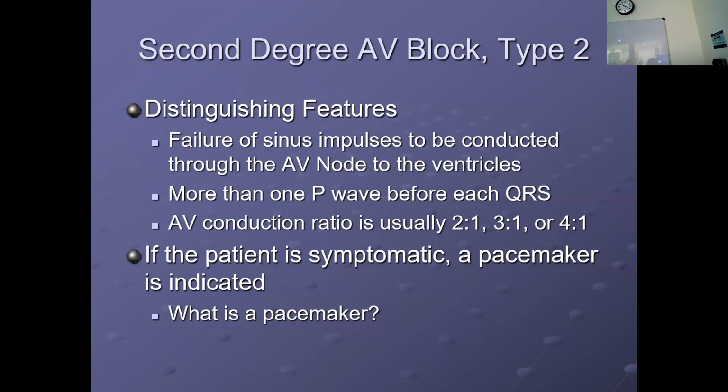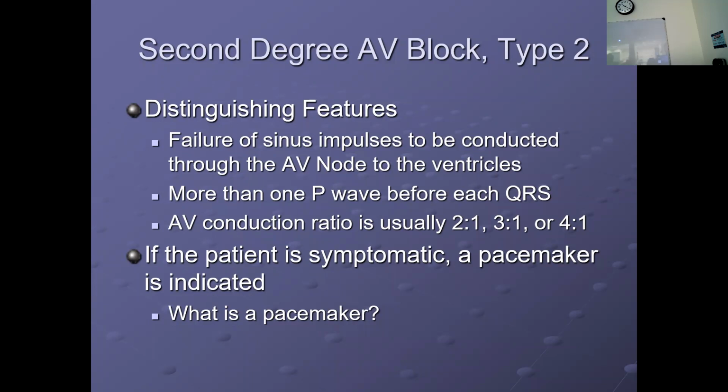So if I were to ask you, is a second degree type 1 considered a serious arrhythmia, like the patient's really unstable? You would say no, but the patient needs to be observed because it could progress to something more serious. So that was second degree type 1.